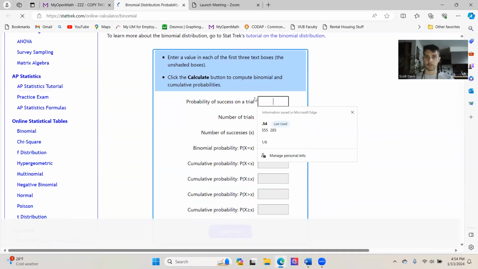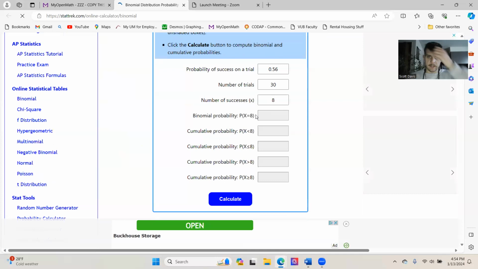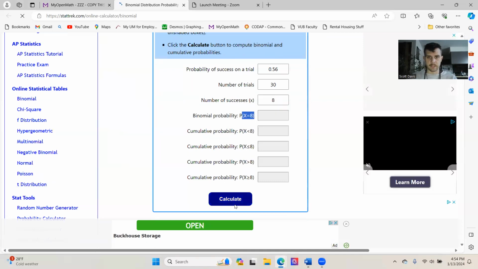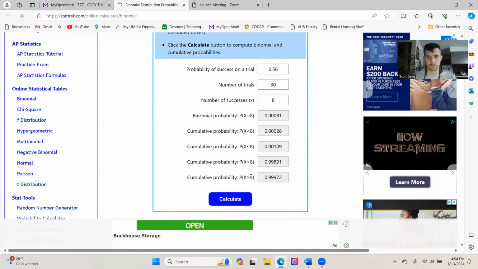So you just need to enter the probability of success. So let's just say I had a 56% probability of success and I'm doing 30 trials. The number of successes I could say is something like 8. So this is now the probability that X is equal to 8. Probability X is less than 8, less than or equal to 8, more than 8, more than or equal to 8.